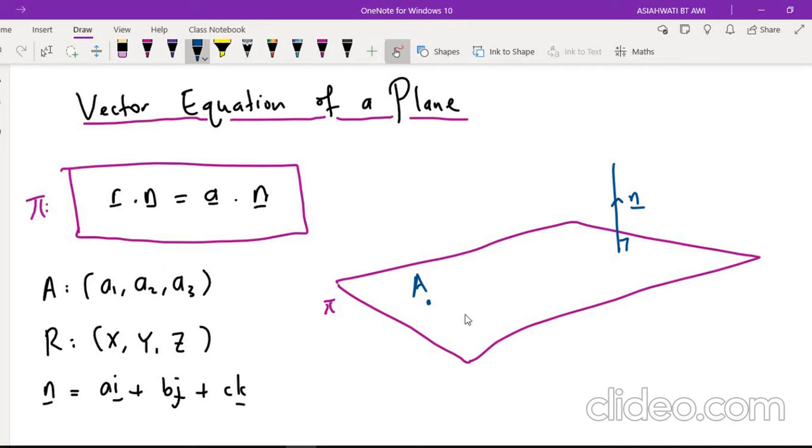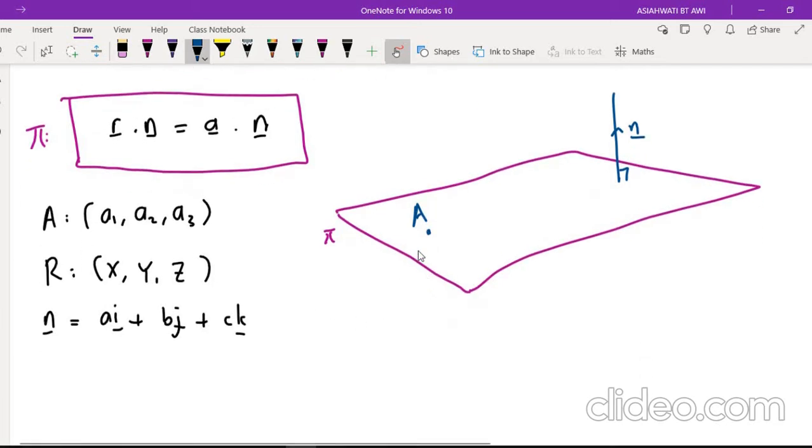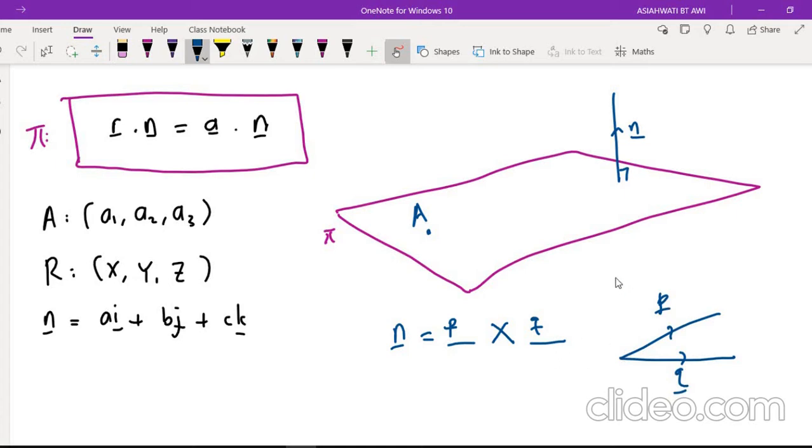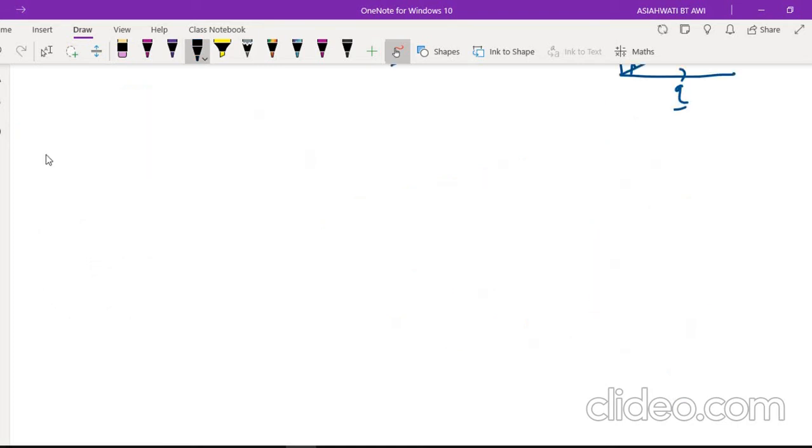So for a vector equation of a plane, the important thing is to find n. n is a vector perpendicular to the plane, which means we need to do a cross product between two vectors that lie on the plane or are parallel to the plane. Let's say these are vector P and vector Q. Do the cross product, and the result is perpendicular to vector P and also perpendicular to vector Q. This is called n. So find n.